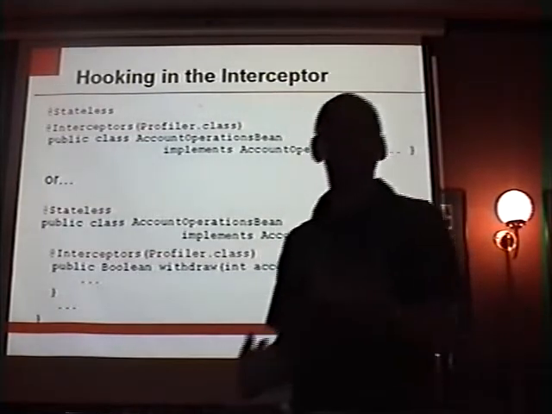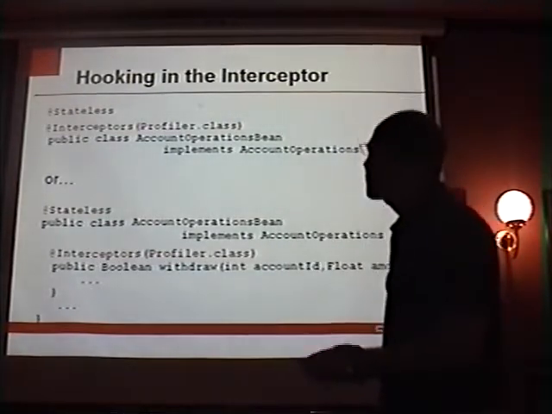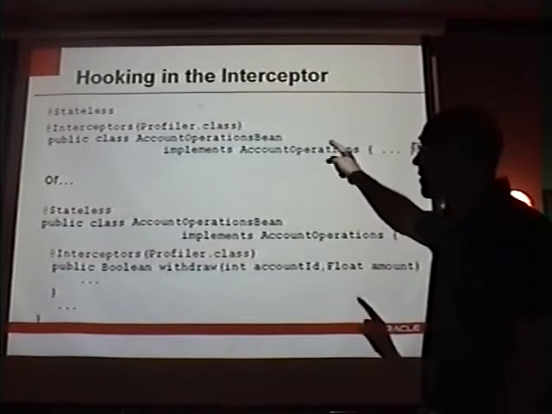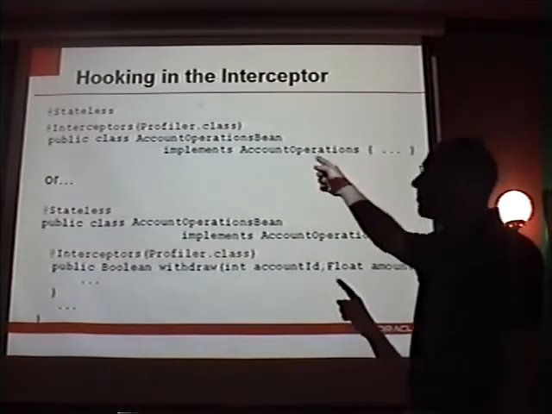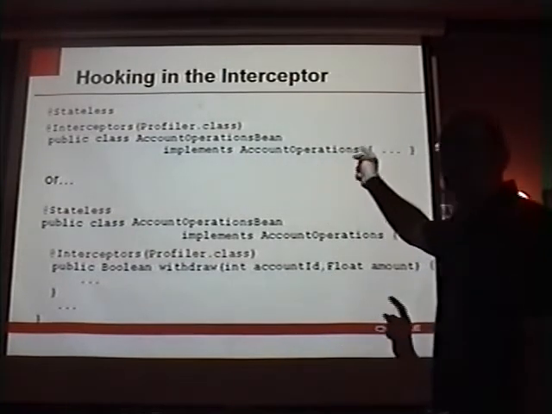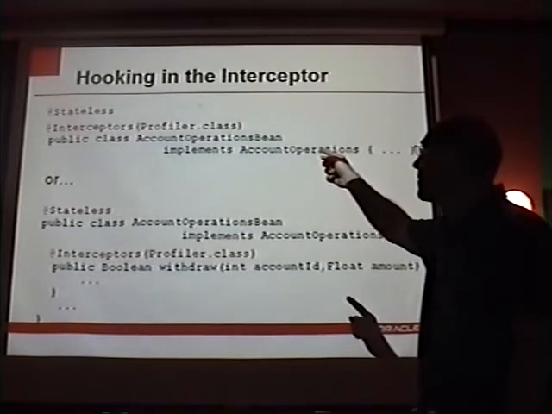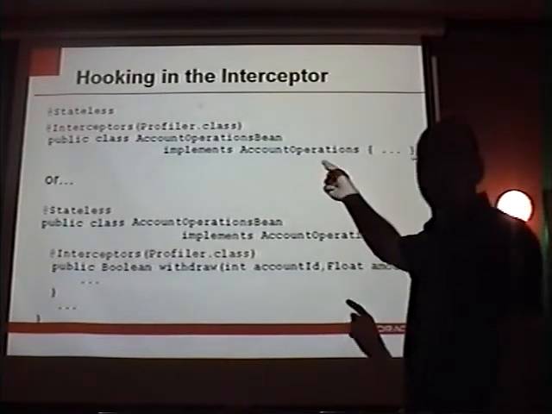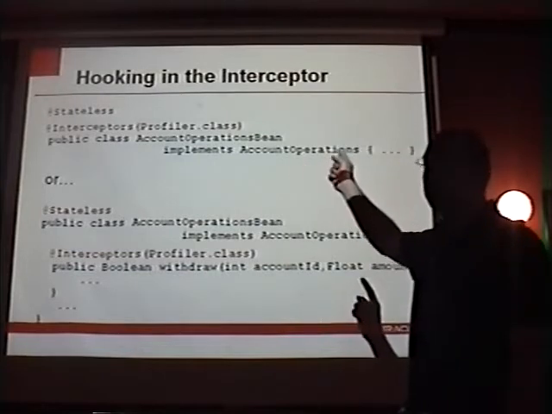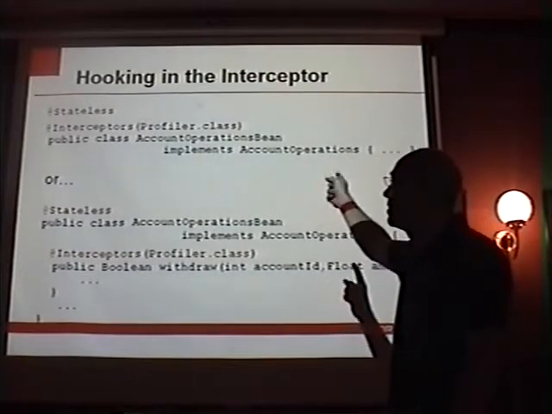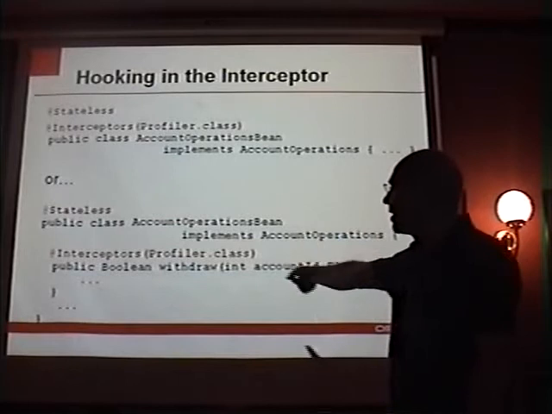So how do I make this interceptor get called? This is how I do it. I put an interceptors annotation on my bean class. So this is one way to do it, I should say. If I want it to happen for all the methods of this bean class, I put it on this bean class. If I want it on one method, then I put it just on that method.